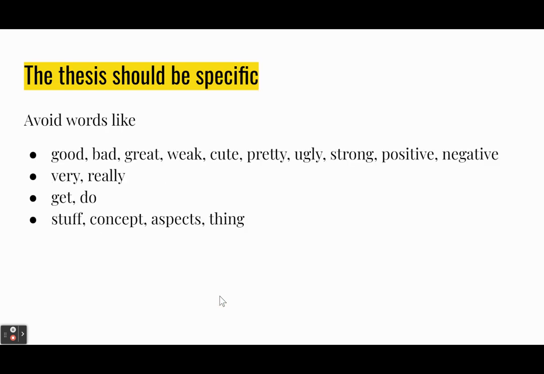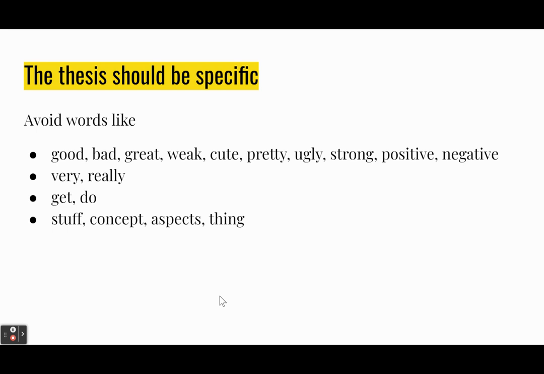Be specific. Good, bad, cute, positive, negative, very, really, stuff, aspects, things are all words that either have 5 million meanings or have no meaning. Avoid those words. Be specific. Be concrete. Concrete nouns, action verbs. It makes for good writing.